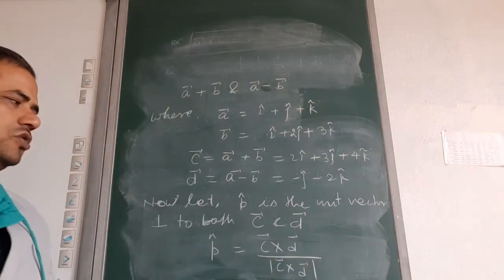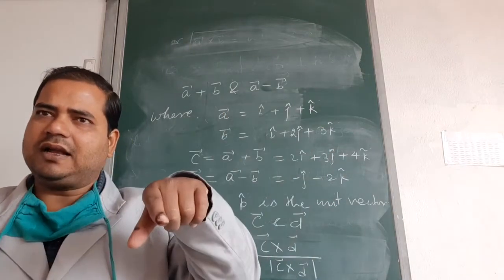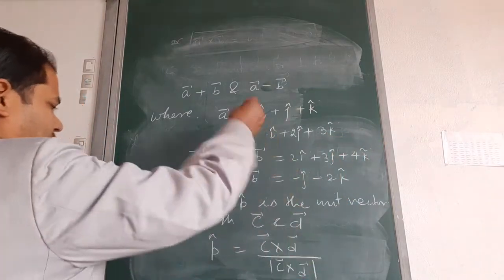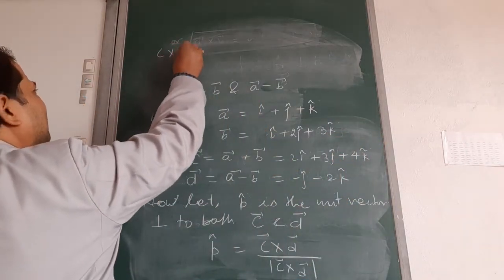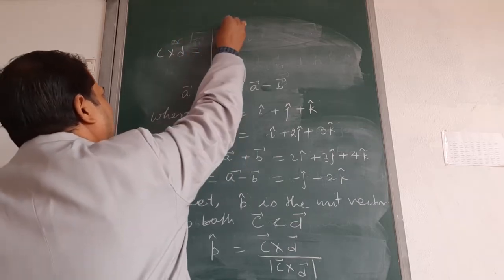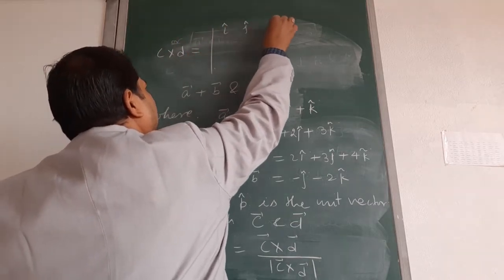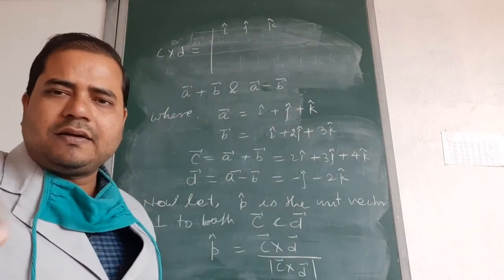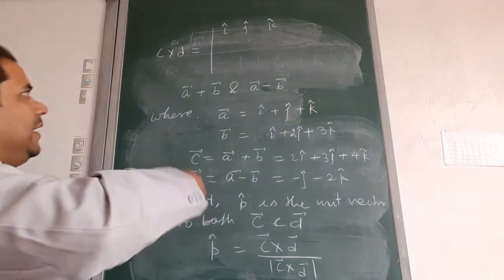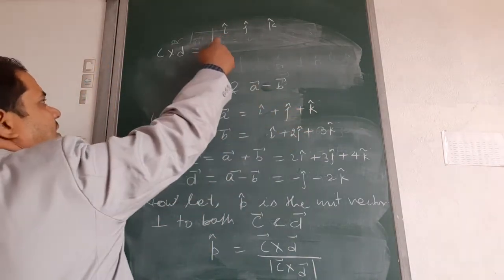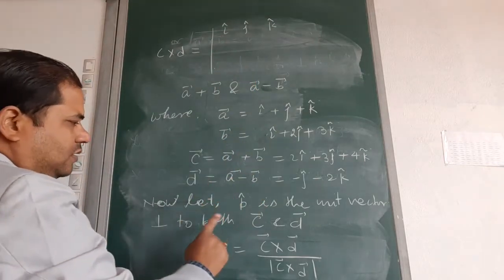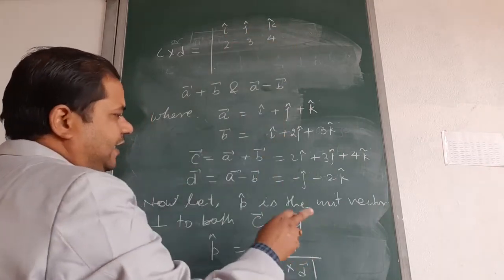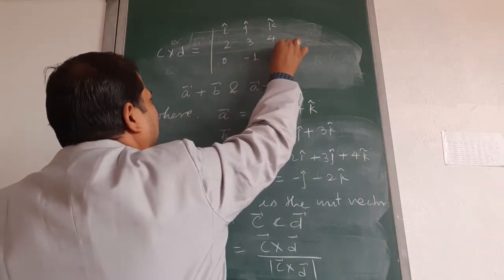Understood? So you know how to find C cross D? Yes, sir. Matrix method? Yes, sir. I cap, J cap, K cap? Yes, sir. Simply, if you want to find C cross D, here you write I cap, J cap, K cap, and here the coefficients you write. First one, C is what? 2, 3, and you know this thing? And D is 0, -1, -2.